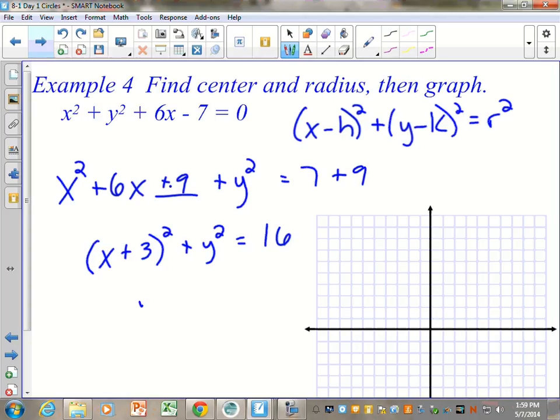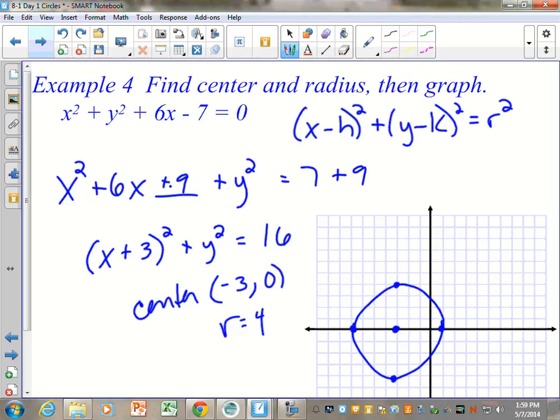So remember that this is the opposite. It's x minus h. So if this is a plus, that's negative 3, k would be 0, and r would be 4. So negative 3, 0. I go up 4, down 4, left 4, right 4. Not so bad, right? I think I only have one more example. How about that?